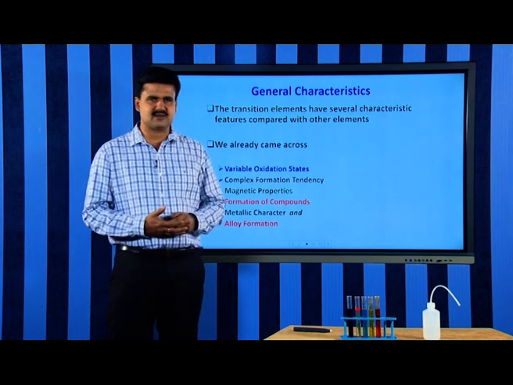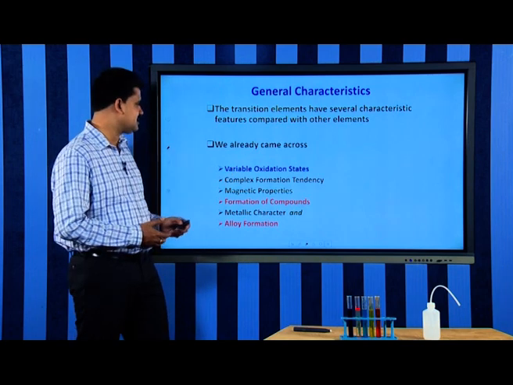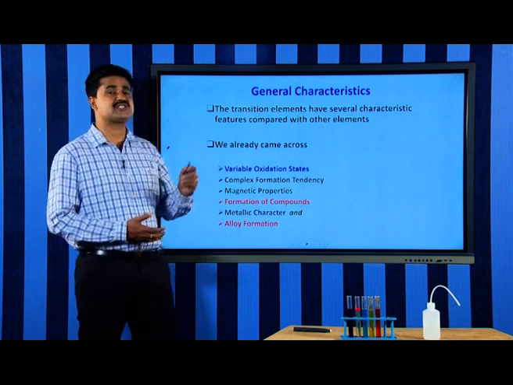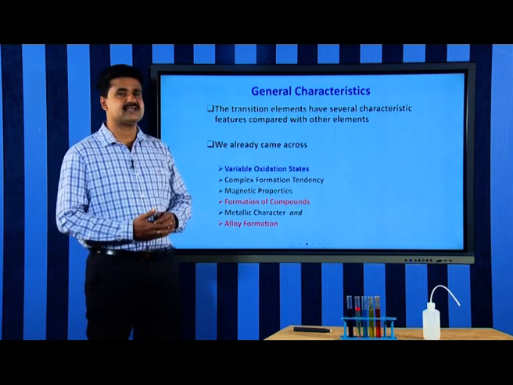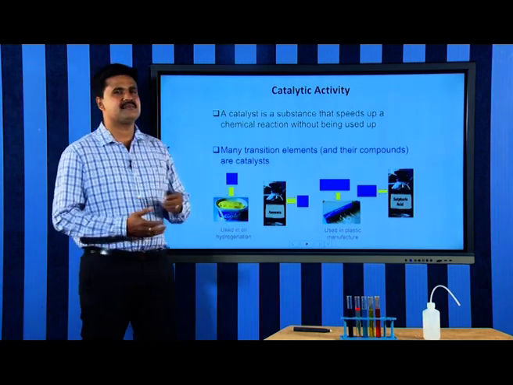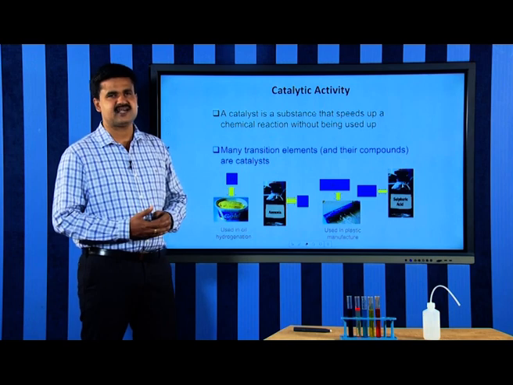We already came across some characteristic features such as variable oxidation state, complex formation tendency, magnetic properties, formation of compounds, metallic character and alloy formation. Now, we are beginning from catalytic activity of transition elements.